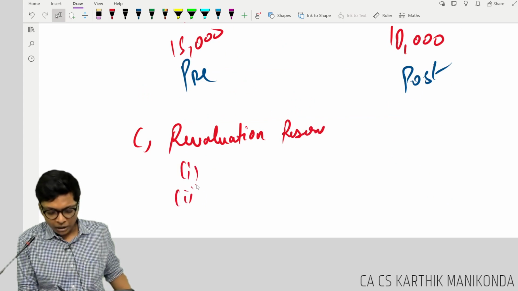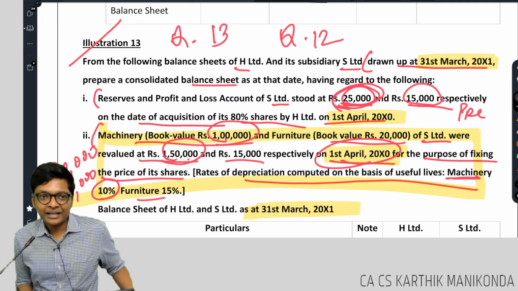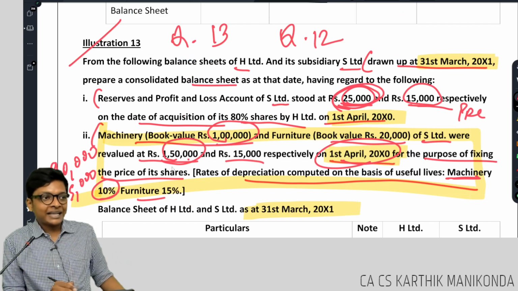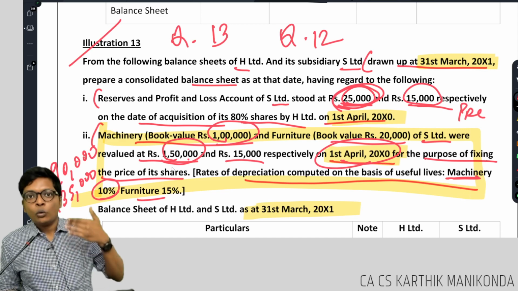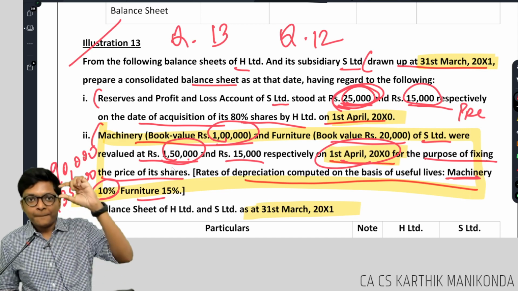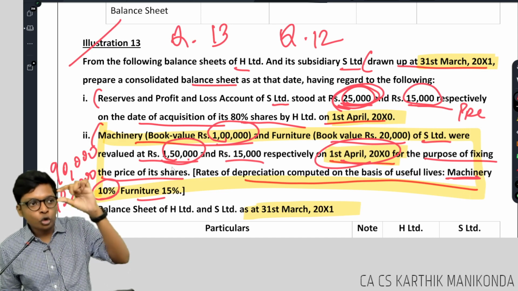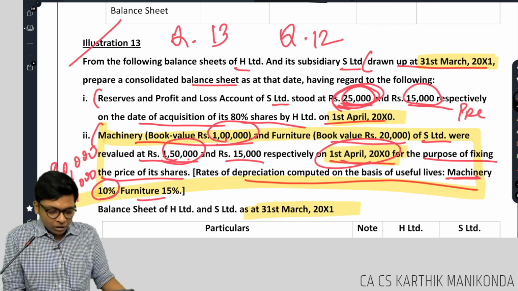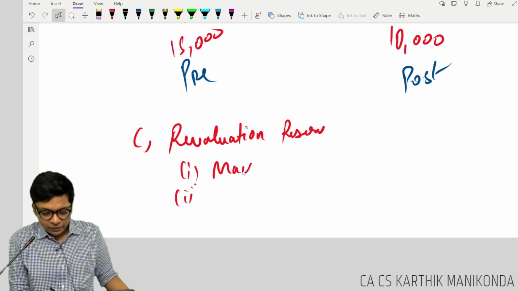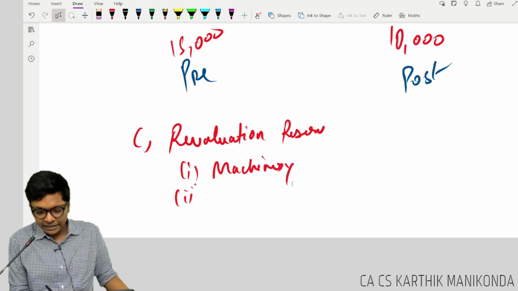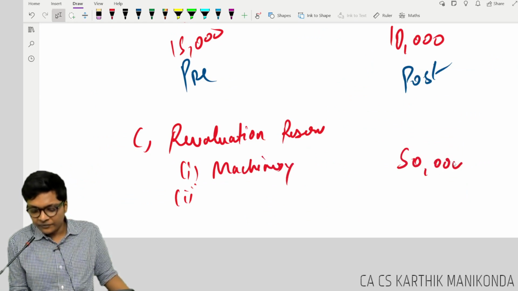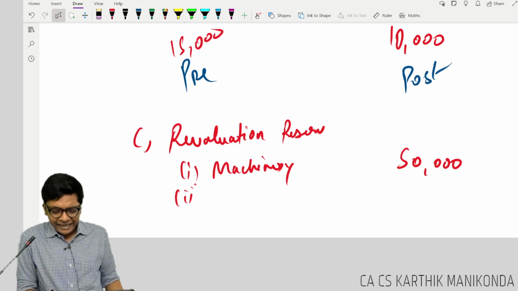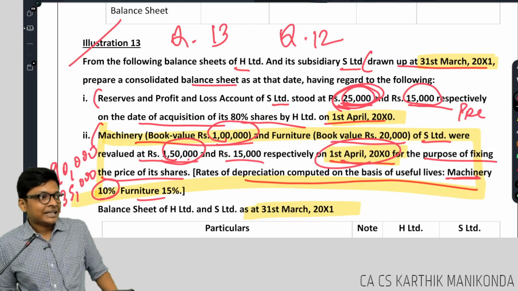Whatever assets that are revalued. First, machinery became how much? 1,50,000 from 1 lakh. The entry would have been machinery account debit to revaluation reserve how much? 50,000. So I will write here revaluation reserve, machinery 50. We didn't account, so we have to account. Are you following, guys? Any other revaluation? Yes.